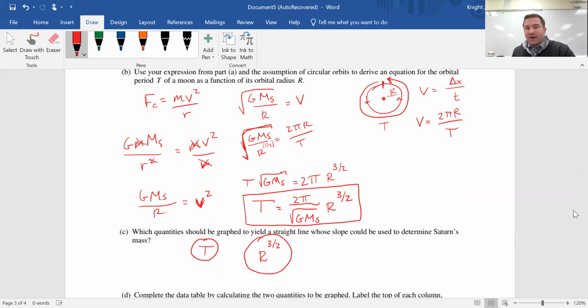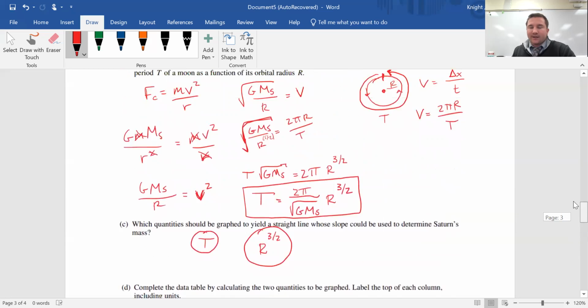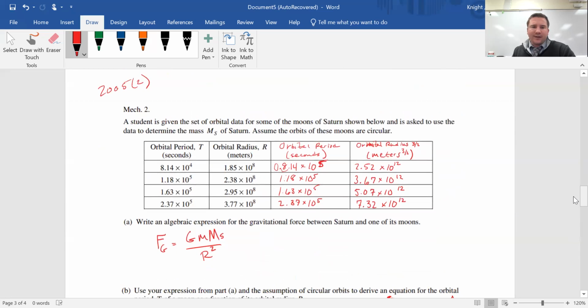So if I create a graph of t versus r to the 3/2, that should work out. Complete the table by calculating the two quantities. That's what I did up here. The only thing I changed for the period is I took the 8.14 times 10 to the 4th and made it 0.814 times 10 to the 5th, so that everything was in terms of 10 to the 5th. And then the orbital radius, I did take 1.85 times 10 to the 8th, raised it to the 3/2 power. So I raised all of these numbers to the 3/2 power, and that's what I ended up with.